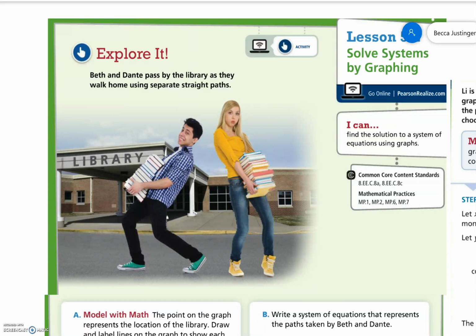Hi, 8th grade. Welcome to Lesson 5-2, Solving Systems by Graphing. By the end of the lesson, I want you to be able to say, I can find the solution to a system of equations using graphs.